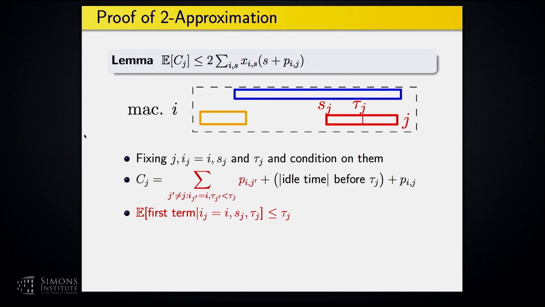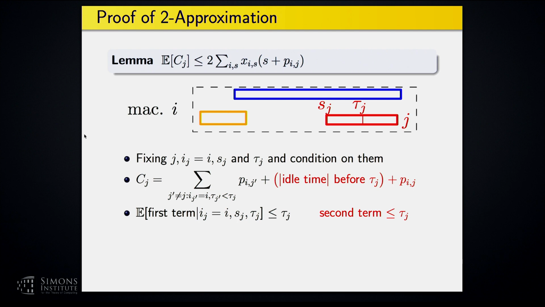It's not hard to bound the first term by tau j. You just consider the contribution of each rectangle. For each rectangle, the contribution is the total area of the rectangle, or the part before tau j. At each time the total height is 1, so we get a tau j bound. The second term, the total length of idle time before tau j, we can also bound by tau j. Of course, it's at most tau j.